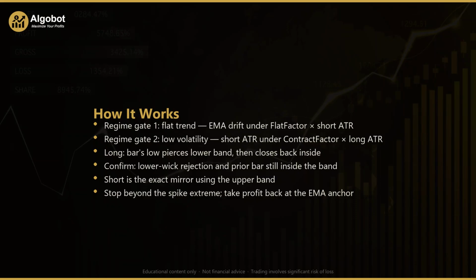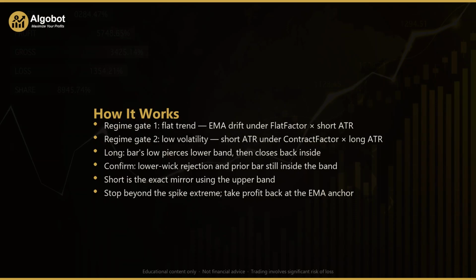Everything is evaluated on completed bars, so the strategy only acts when a new bar opens and the previous one has closed. It also holds just one position at a time. First come the two regime gates, and both must pass. Gate 1 is the flat trend test. The strategy measures the exponential moving average now, and the same average a number of bars ago, set by the slope lookback of 20. If the difference between them is smaller than the flat factor, which defaults to 1, times the short average true range, the trend counts as flat. In plain terms, the mean has barely moved, so the market is going sideways.